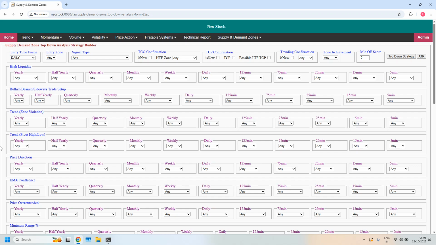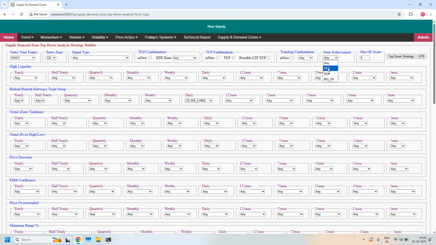Next, I am generating sideways, bullish and bearish trade setups for monthly, weekly and daily income trades. Starting with the sideways long trade setup for monthly income trade. Entry time frame should be daily. Entry zone, demand zone. Bullish or bearish or sideways at entry time frame daily: I am selecting sideways long.